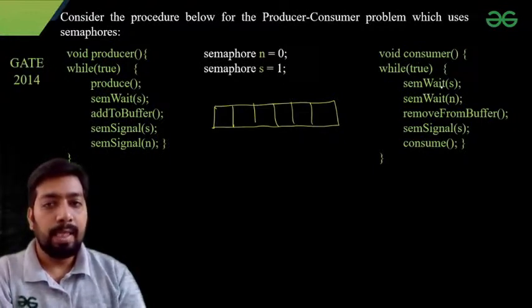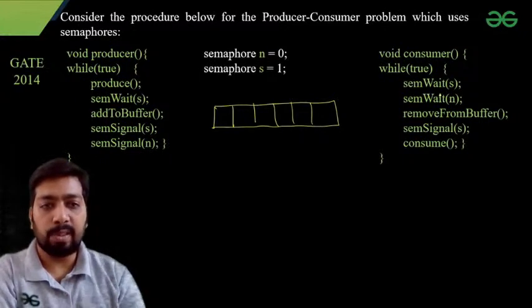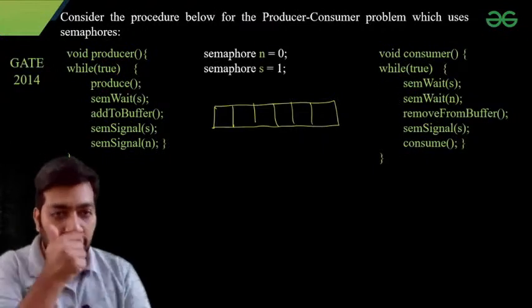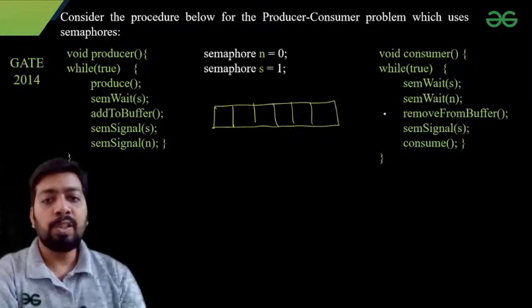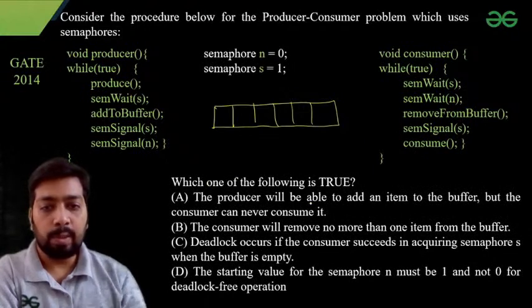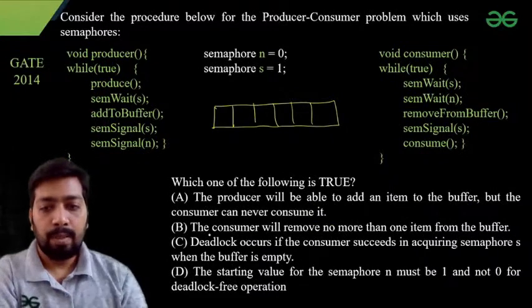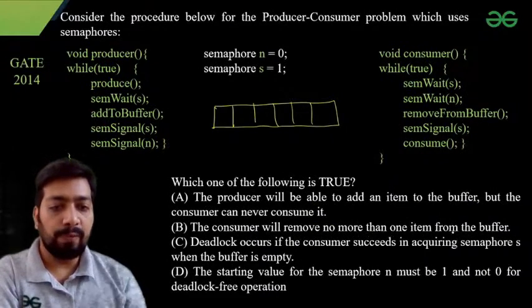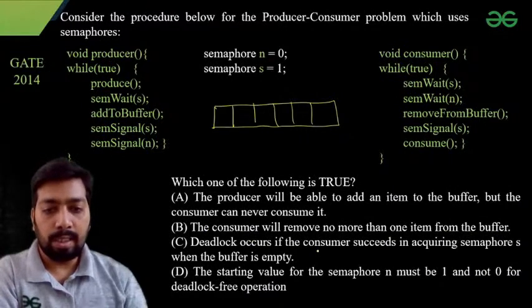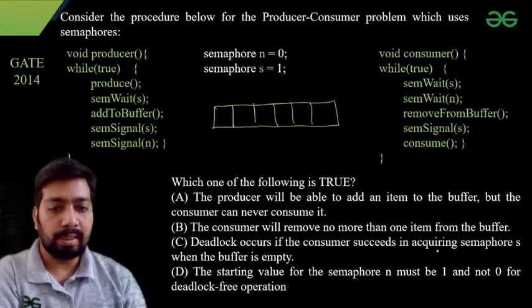Now in the consumer, it is also performing the wait operation on semaphore S, then it is performing the wait operation on semaphore N. So let's see the question first. What are the options first? In the question, it was asked which one of the following is true. The producer will be able to add an item to the buffer, but the consumer can never consume it. The consumer will remove no more than one item from the buffer. Deadlock occurs. And the starting value of semaphore N must be 1 and not 0 for deadlock free operation. So let's see what happens.